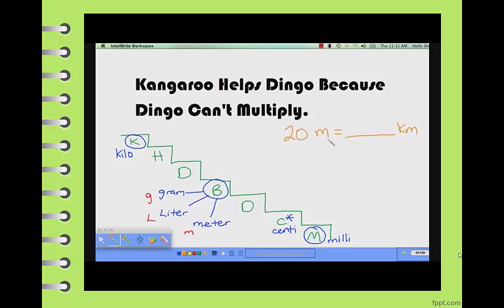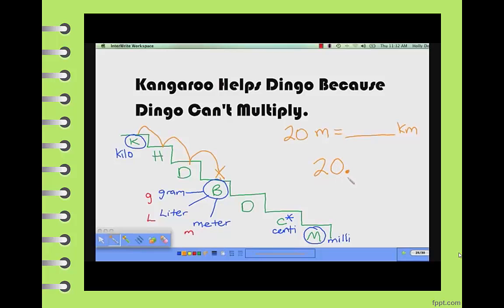We're just talking about meters, and we know that meters is our base, so we're actually going to start on the B step. B for base. We want to make it up to kilometers, so here we go. 1, 2, 3 steps. So I'm going to start with my whole number here. 20, decimal at the end.